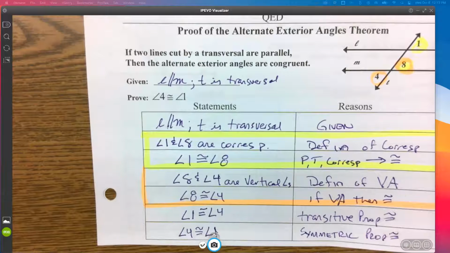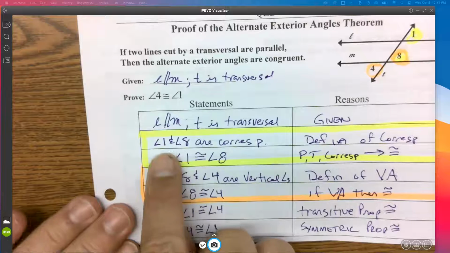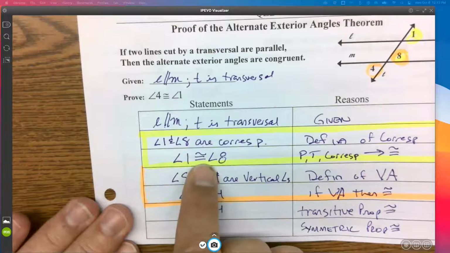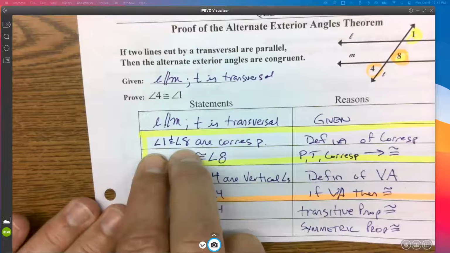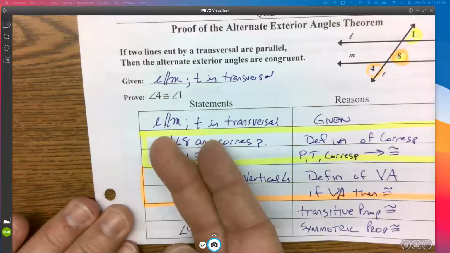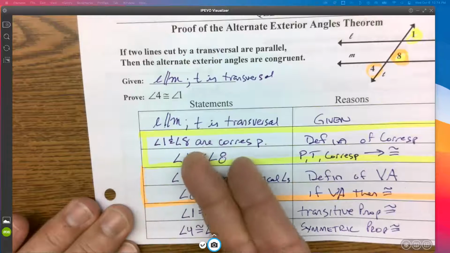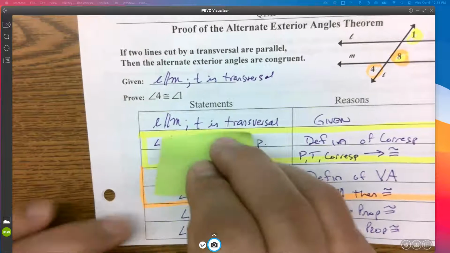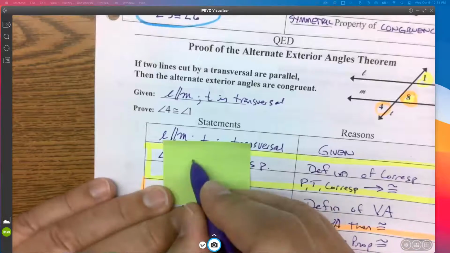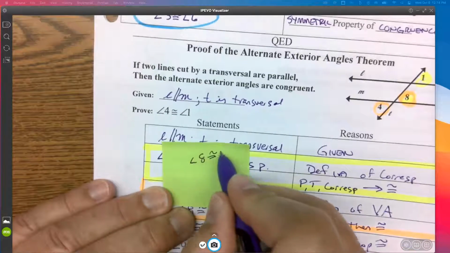If I had been smarter, could I have said 8 is congruent to 1 up here? Is there any problem with my having started with angle 1 and angle 8? Angle 8 and angle 1 are corresponding. Then I could say angle 8 is congruent to angle 1. That would have been fine. And if I had done that, I would then have up here angle 8 is congruent to angle 1.